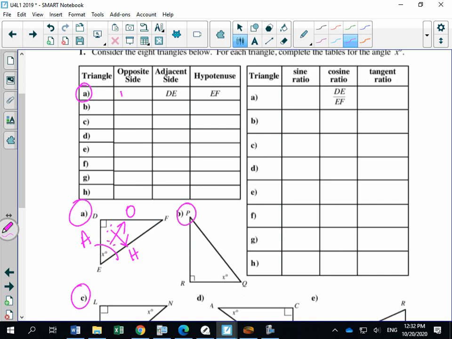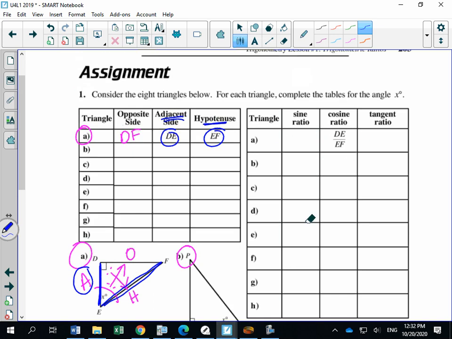DF. Yep. And then I'm just going to double check. The adjacent side they said was DE. So this is my adjacent, and yes, that guy is DE. They said that my hypotenuse was EF. This is my hypotenuse, and it is EF. So this one is good to go. Okay, then here's where we're going to do our ratios. So we're going to write above here, SOHCAHTOA.